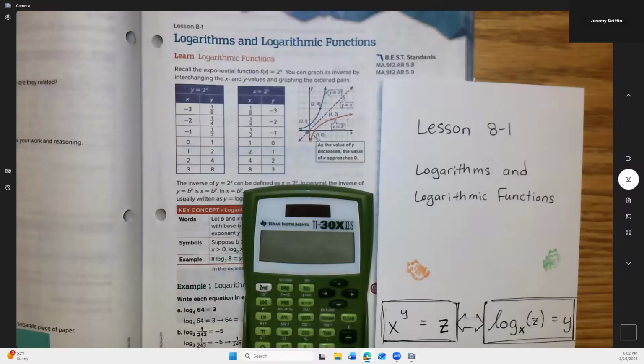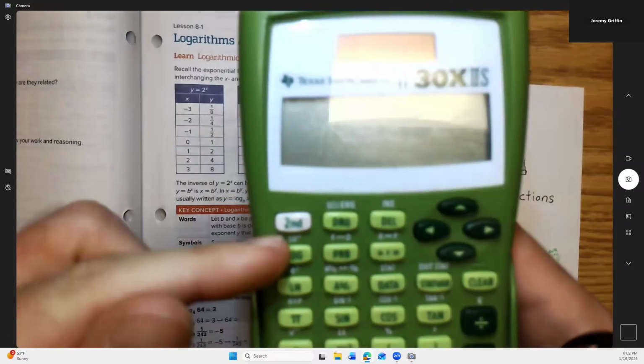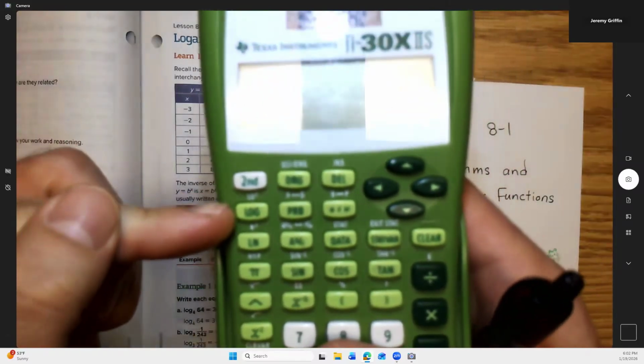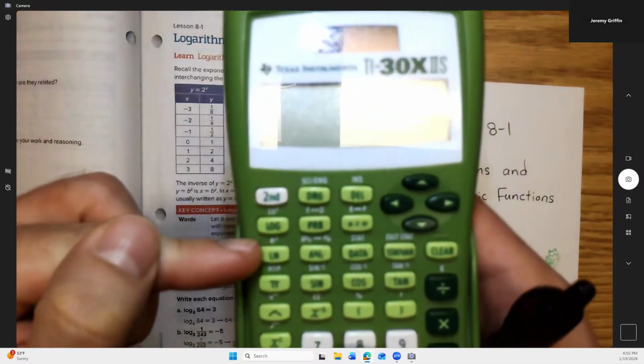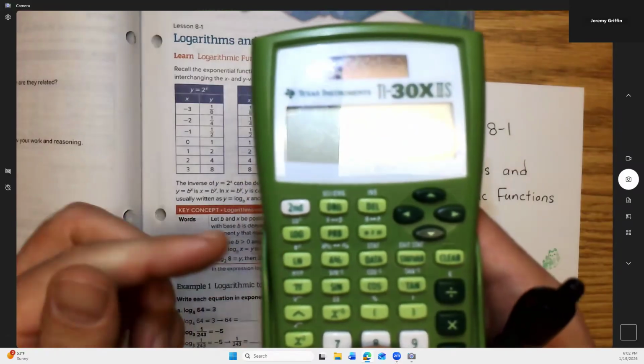Lesson 8.1, logarithms and logarithmic functions. So now we finally get to be using these keys right here on your calculator. One says log, L-O-G, and right beneath that, there's a different key that says Ln. That's a special kind of logarithm called a natural logarithm.